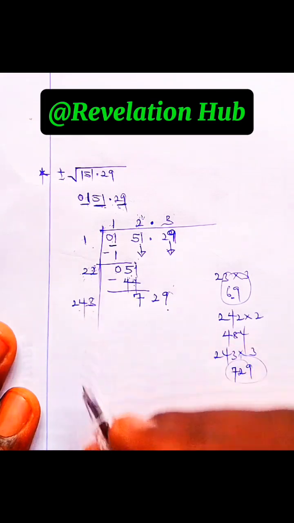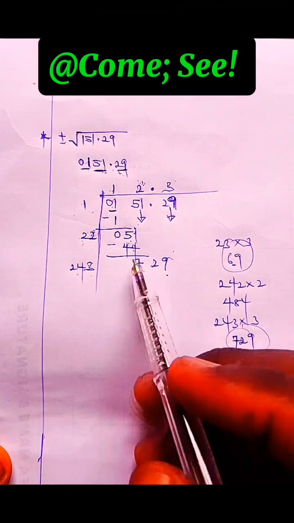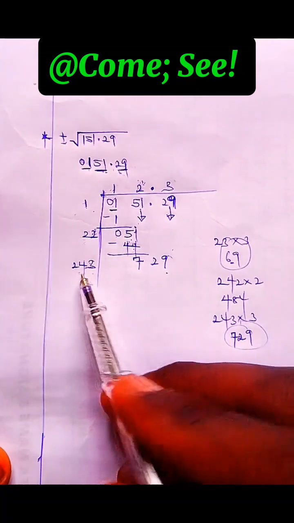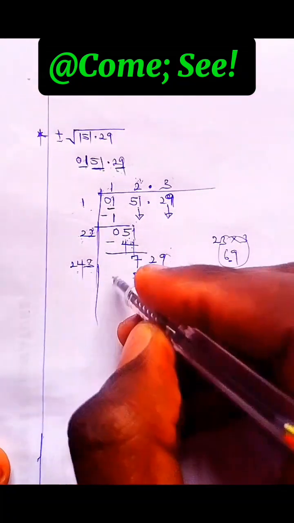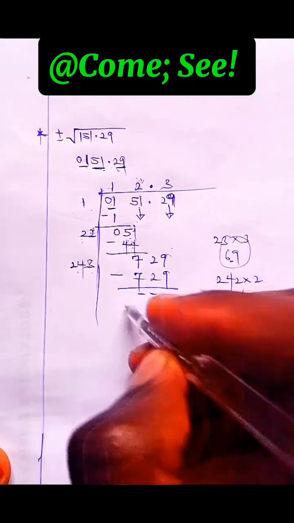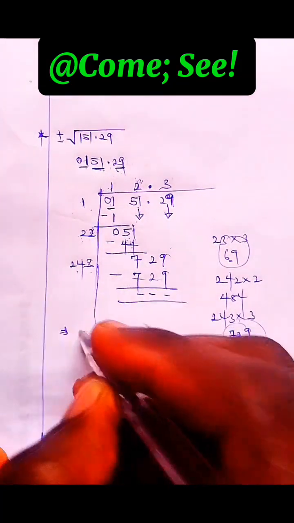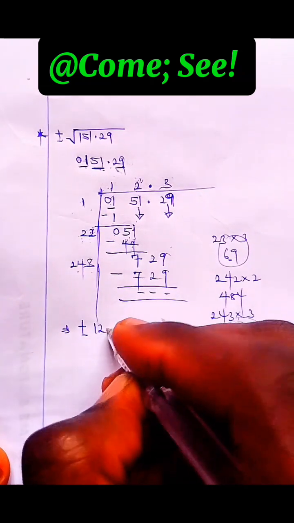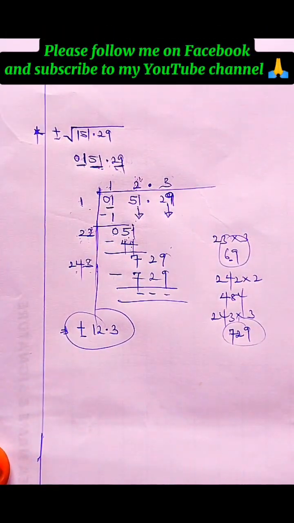So 3 and 3. So 243 after we've done that. So we multiply 3 times 243. That'll give us 729. We subtract 729, then we end up having 0. So we're done with that. So what's our final answer? Our final answer is plus or minus 12.3.